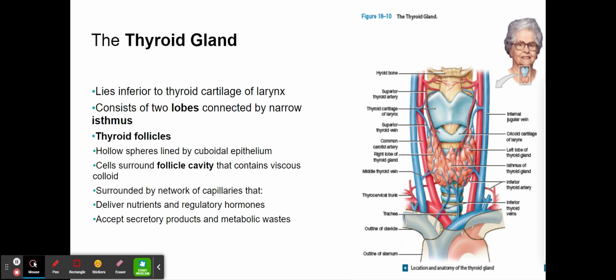Oftentimes, we see the actual individual cells themselves surrounding a larger area, which we know as a follicle altogether, but it can kind of give the appearance of cells. The follicle cells surround a follicle cavity that holds a viscous colloid, which is just a fluid containing large quantities of dissolved proteins. A network of capillaries surrounds each follicle, and they deliver nutrients and regulatory hormones to the glandular cells while accepting their secretory products and metabolic waste.